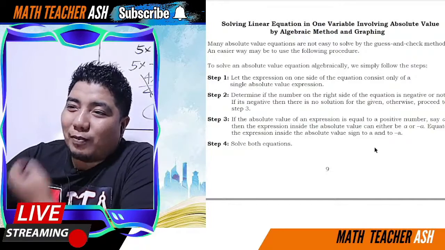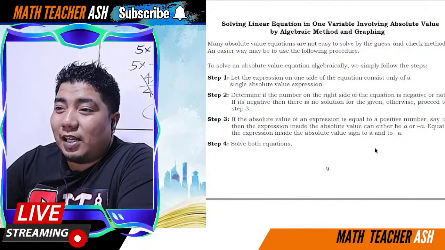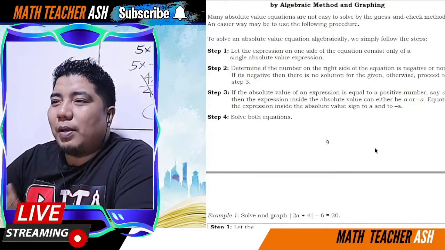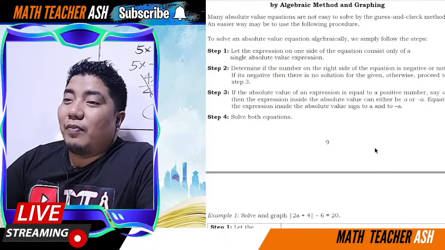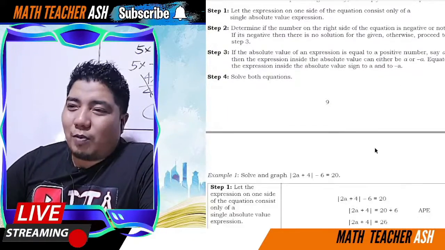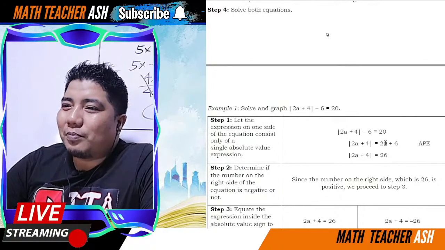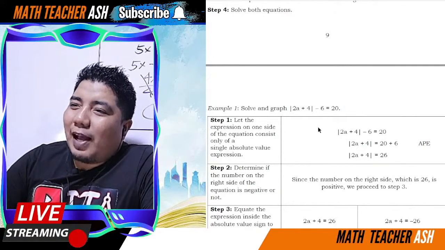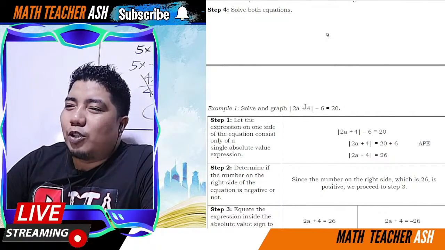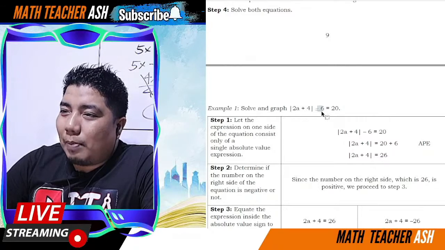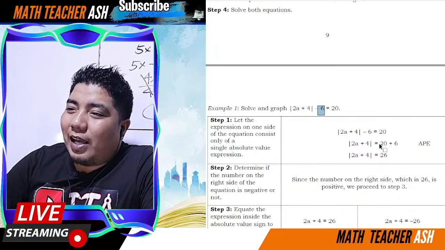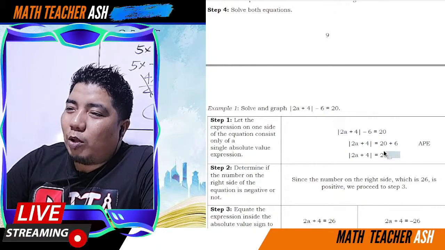If the absolute value of an expression is equal to a positive number, say a, then the expression inside the absolute value can either be a or negative a. Okay, equate the following inside the absolute value sign to a and to negative a. Then solve both equations. Okay, example. So we have here, the absolute value of 2a plus 4 minus 6 is equal to 20. So what you will do is, of course, ito ililipat mo muna sa kabila. Okay? So magiging 20 plus 6 na yan. Ayan. Alright? Magiging 26 na.